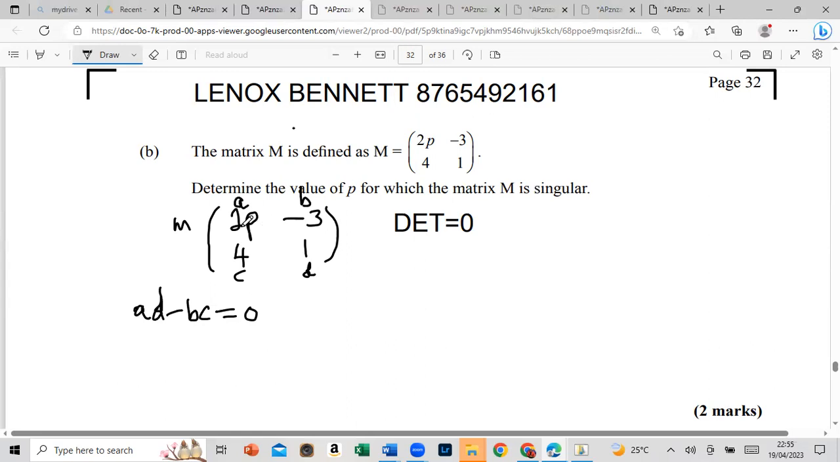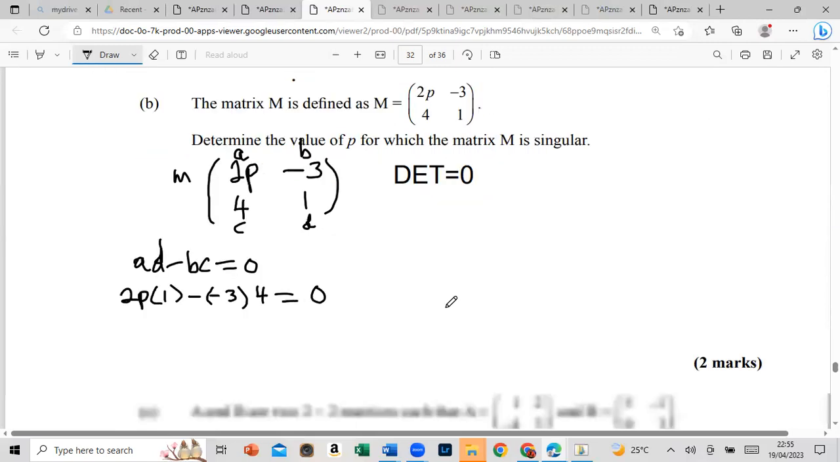What we're going to do now, we're going to say 2p, because that's what a and d mean: 2p times 1 minus bc. So we have minus, because remember the minus is part of the formula, and b is negative 3, times c which is 4, must equal 0. So let's get to it. It's 2p times 1, which gives us 2p. Negative times a negative is positive. Or we can say negative 3 times 4 is negative 12. I just want to show the step for the first one.